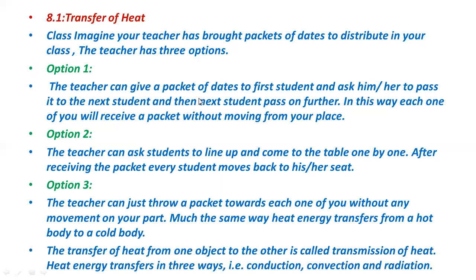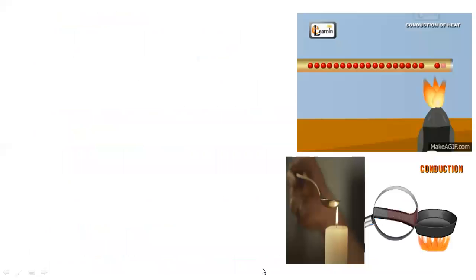The transfer of heat from one object to the other is called transmission of heat. Heat energy transfers in three ways, I told you: conduction, convection, and radiation. The first option is related with conduction. The second option is related with convection, and the third option is related with radiation. We will discuss all these three types one by one. First of all, we will discuss conduction, heat transfer in conduction.